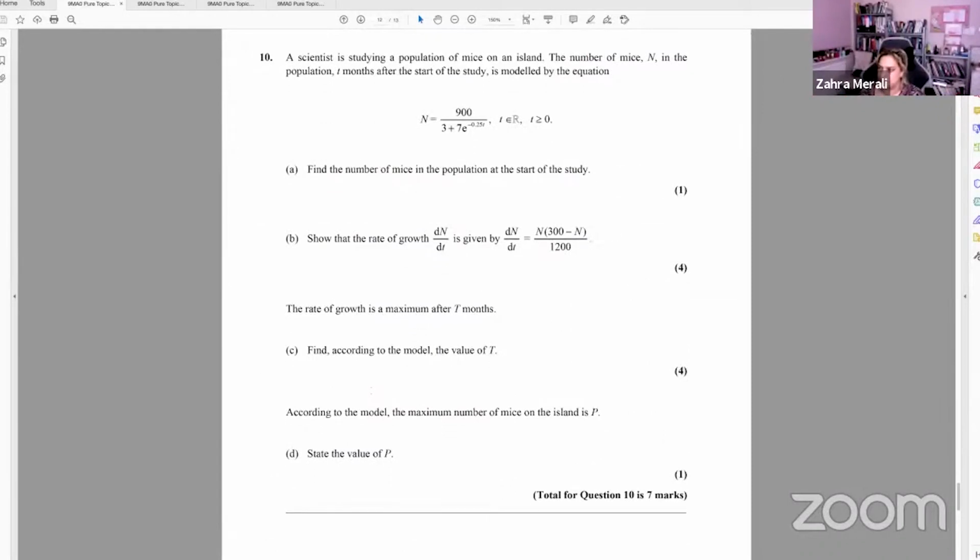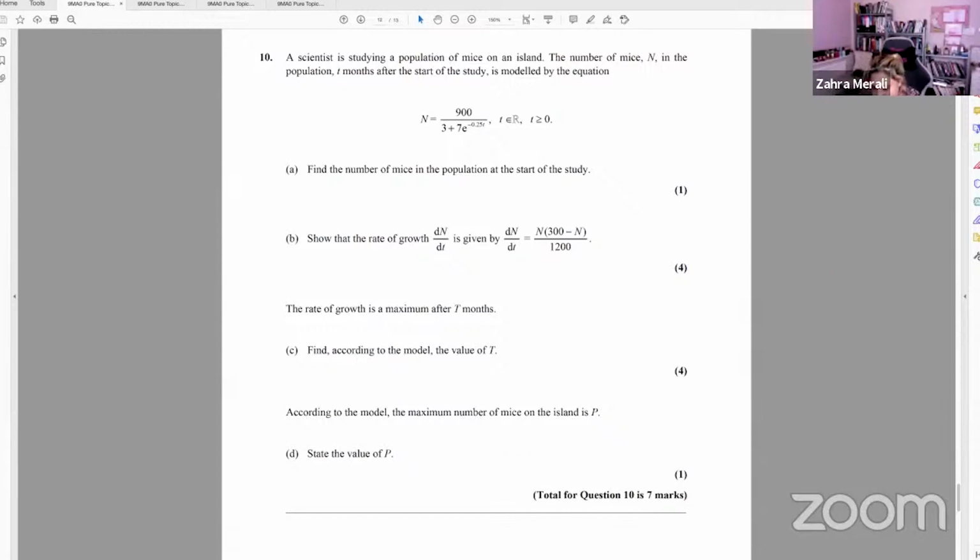I remember this question. Okay, so I remember marking this question, and it wasn't done particularly well. People got themselves in a massive muddle. But as long as you do the differentiation right, the actual marks for rearranging in part B is not that much. But let's go through the process.